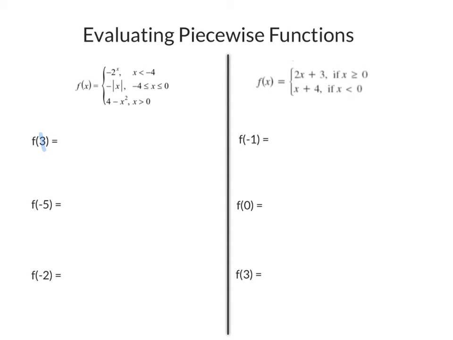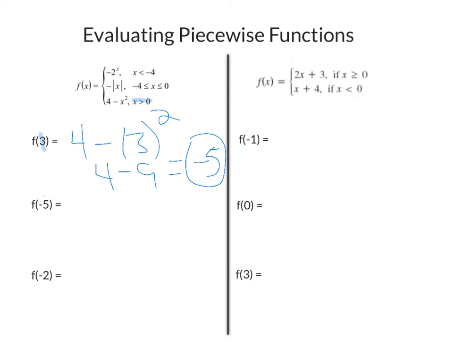Well, 3 is not less than negative 4, so it would not go into negative 2 to the x. 3 is also not greater than or equal to negative 4 but less than or equal to 0, so our rule is not negative absolute value of x. However, 3 is greater than 0, so we would use our rule 4 minus x squared. So if I plug 3 into 4 minus x squared, I get 4 minus 9, and 4 minus 9 is negative 5. Therefore, f of 3 is negative 5.